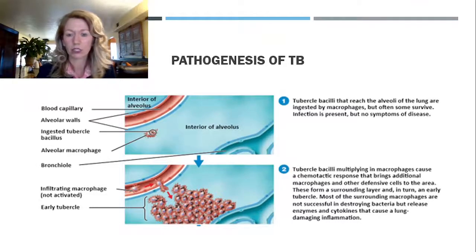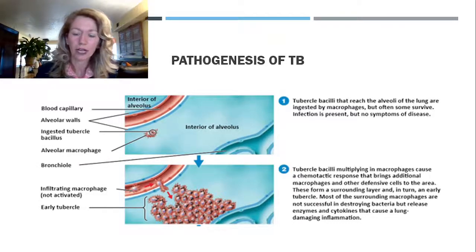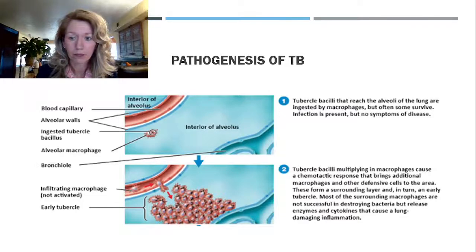Firstly, you can see the tubercle bacilli that reach the alveoli in the lung are ingested by the macrophages, but some often survive. Infection is present, but no symptoms of disease, so this would be latent TB. Tubercle bacilli multiplying in the macrophages, number 2, causes a chemotactic response, as we discussed, that brings additional macrophages and other defensive cells to the area. These form a surrounding layer and in turn an early tubercle, the knob.